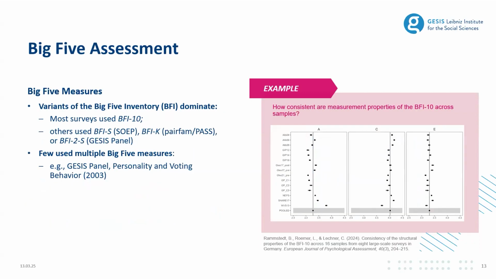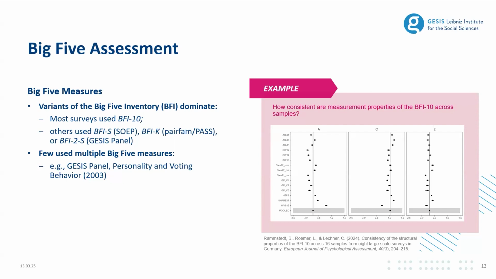Okay, and then of course we also systematically extracted information about the Big Five assessment. And first, in terms of the Big Five measures that were used. The large majority of the 25 data sets that we describe in that paper use different variants of the Big Five inventory. Most surveys actually use the BFI-10, so the ultra short version of the Big Five inventory that measures each Big Five domain with 2 items, so 10 in total. But there were also other variants present, for instance, the BFI-S, the BFI-K, or the BFI-2S in the GESIS panel ones.